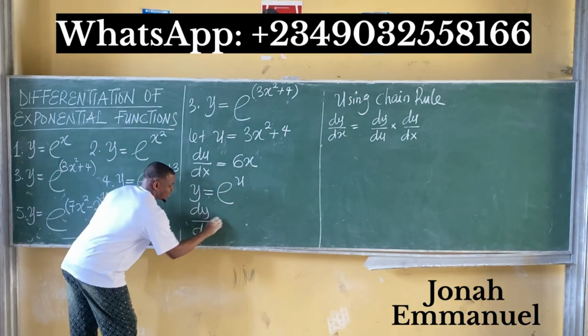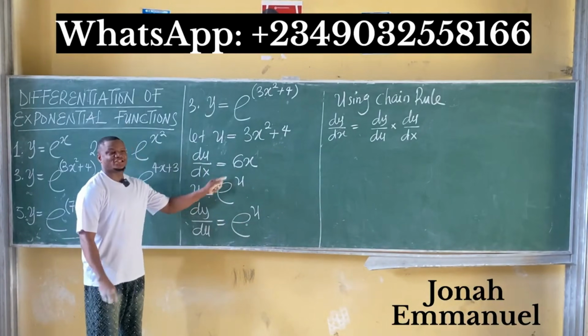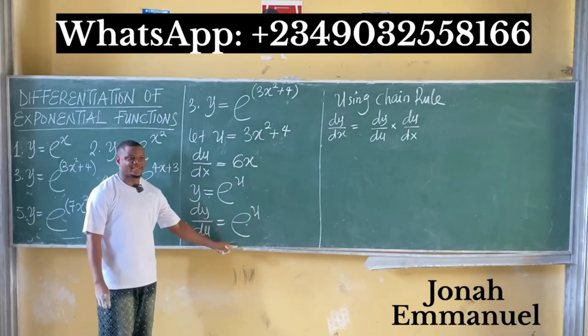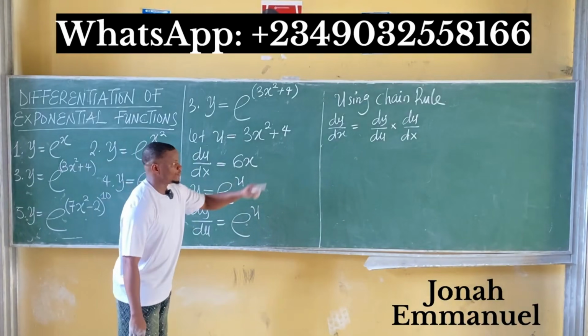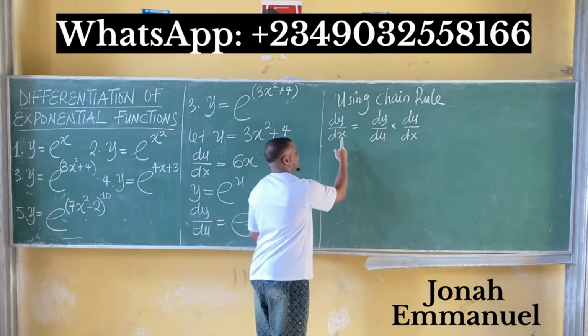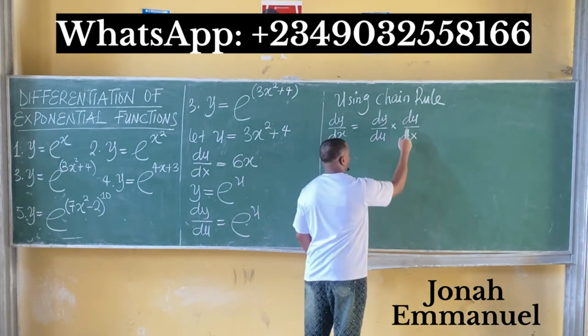What's the next step there? dy/du is equal to what there? Exponential U. If I differentiate exponential U, I'll get exponential U. What's next? Using chain rule, dy/dx is equal to what there? dy/du times du/dx.